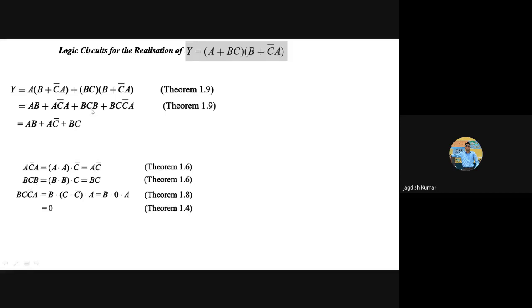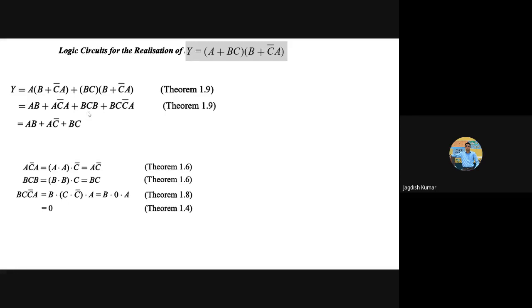Similarly, BCB is again BC. Similarly, BCC complement A. So C C complement is nothing but 0, so this term goes to 0. So ultimately, you arrive at this. That's how Boolean algebra is really very helpful to quickly solve and simplify things.